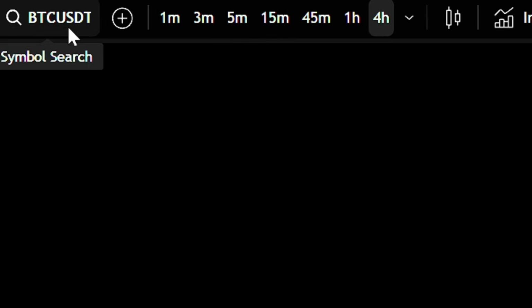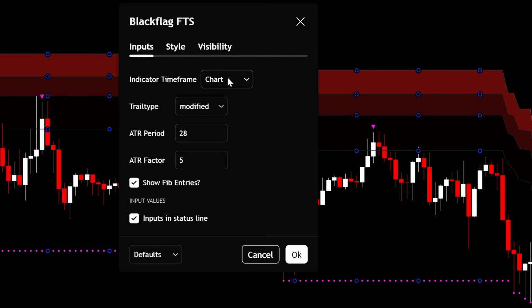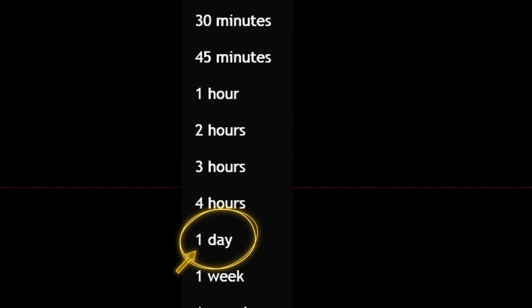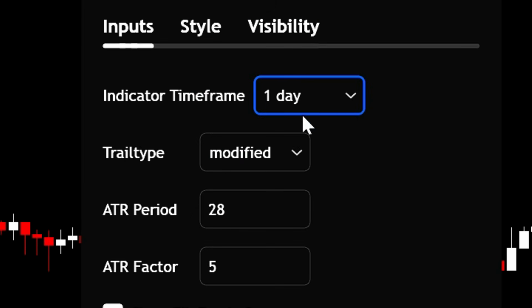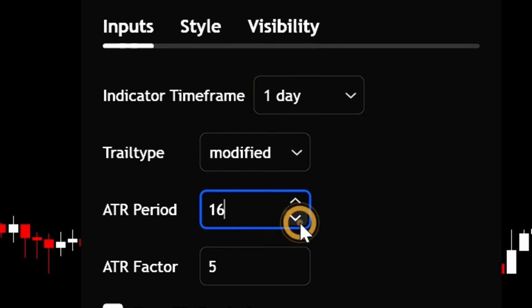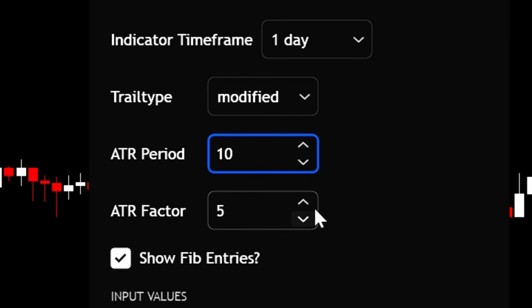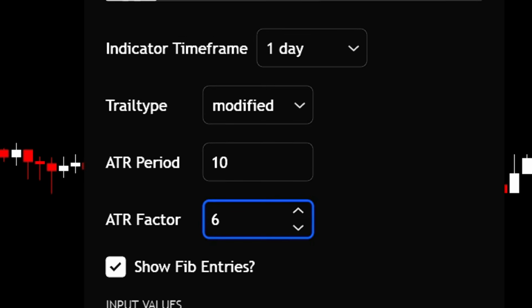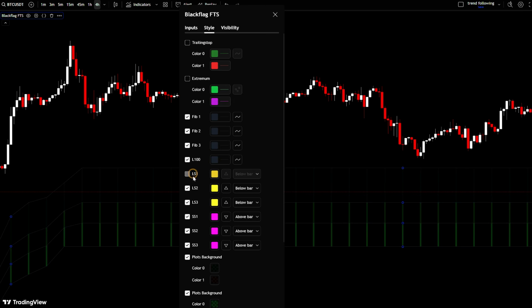On the 4 hour chart, set the indicator time frame one level higher, so daily. ATR period 10. ATR factor 5 or 6. Under style, keep pip options and background plots on. Turn everything else off.